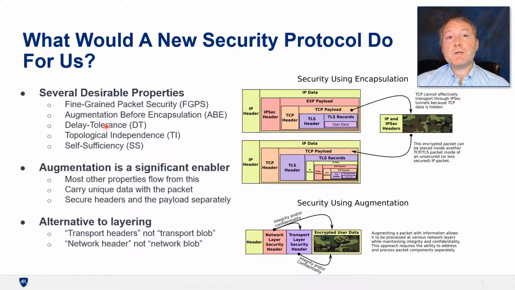The most important concept and the focus of our paper is this ability to do more through augmentation than through encapsulation. And we illustrate that approach here. Security using augmentation doesn't need to take this and rewrap it. What it can do instead is use a flatter header space to apply individual security results without this kind of layering.